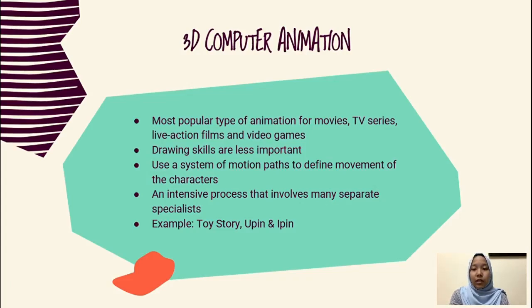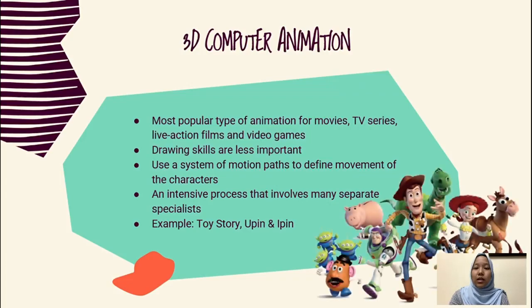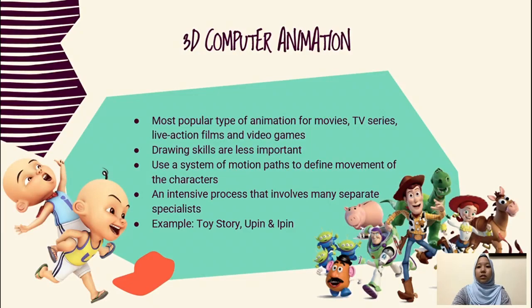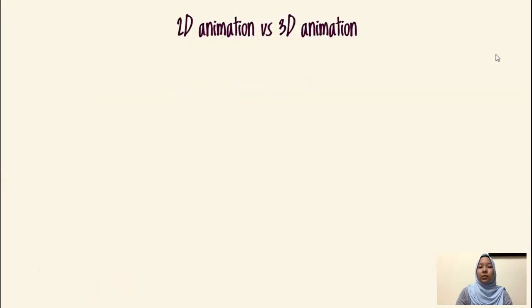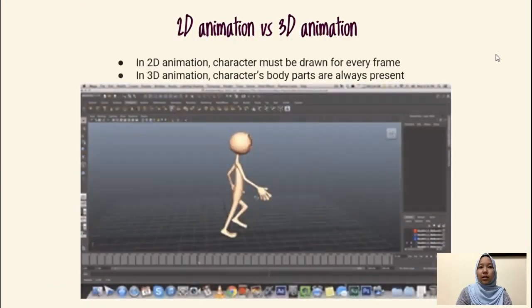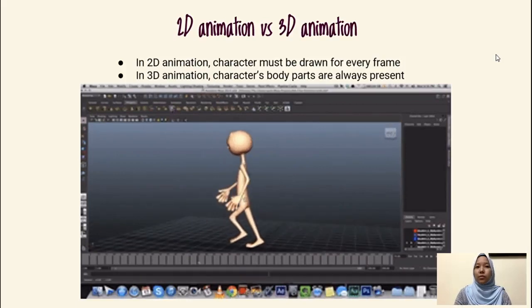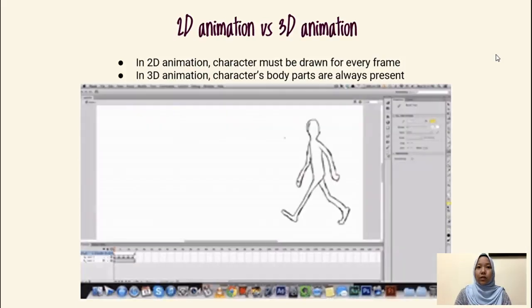As 3D animation is an intensive process, it often involves many separate specialists to model the character, control its movement, animate it, and then texture and light it for the final output. Examples of 3D animation are Toy Story and Upin and Ipin. The difference between 2D and 3D animation is that in 3D animation, the character's body parts are always present, meaning that in 2D animation, the character has to be drawn for every frame.